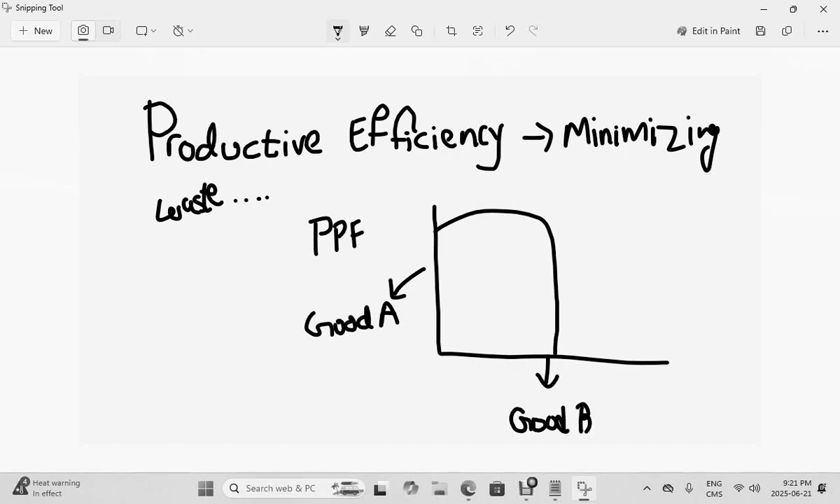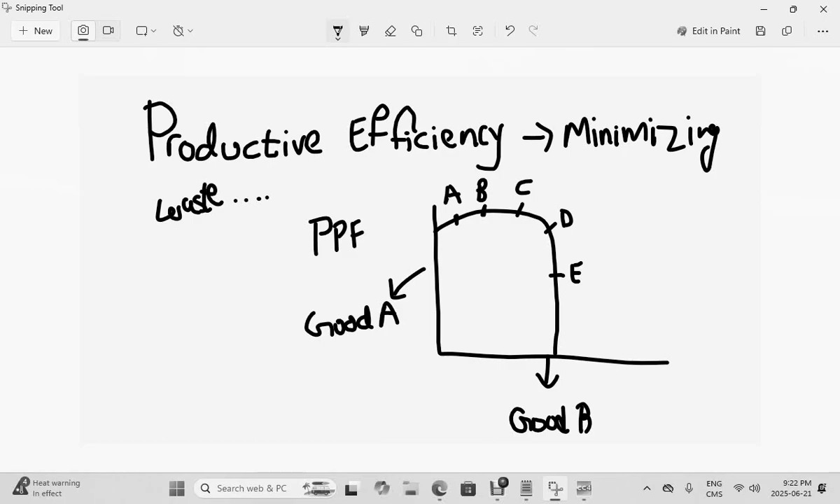And then you have different points on this curve as you move along the curve. So let's say this one over here is B, this is C, this is D, and so on. As you move along the curve towards good B, you're allocating more resources towards good B, which means the opportunity cost of producing good B keeps growing, because you're basically sacrificing the production of good A to produce good B. And that has to do with the law of opportunity cost.